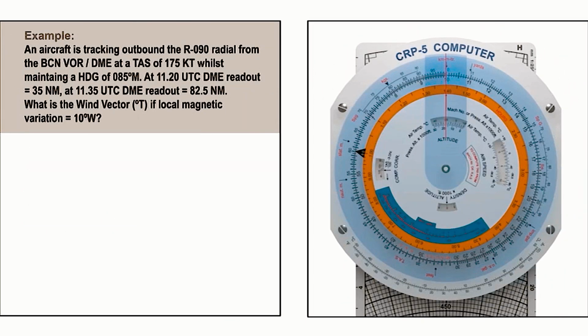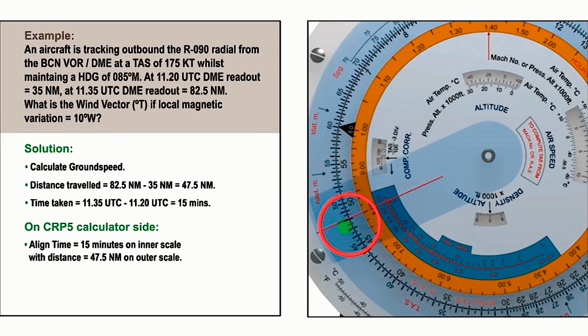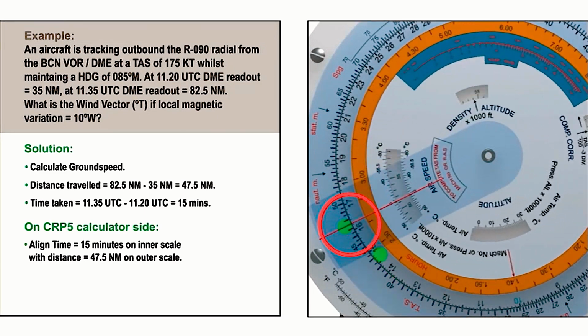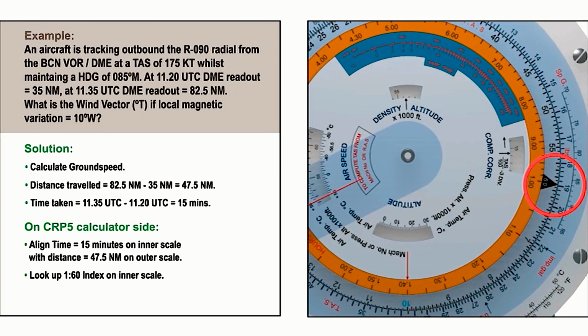Here is an example where we need to calculate one of the components before we can calculate the wind vector. We need to calculate the ground speed and can see from the question that we have travelled 47.5 miles in 15 minutes. If we align the time of 15 minutes on the inner scale with the distance of 47.5 miles on the outer scale, then we can read off the ground speed on the outer scale against the 1 in 60 black triangle index on the inner scale: 190 knots.